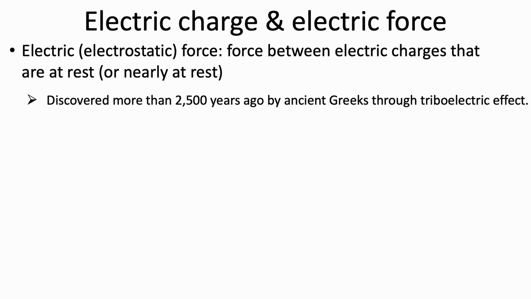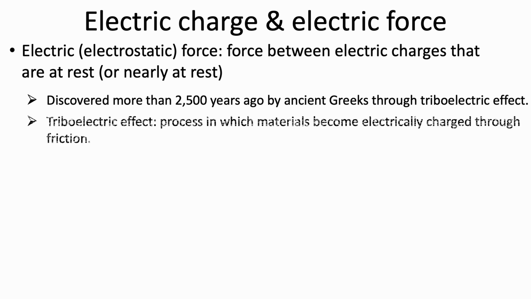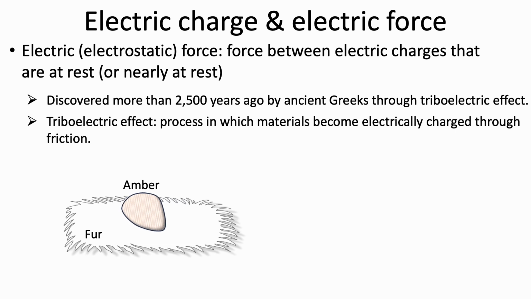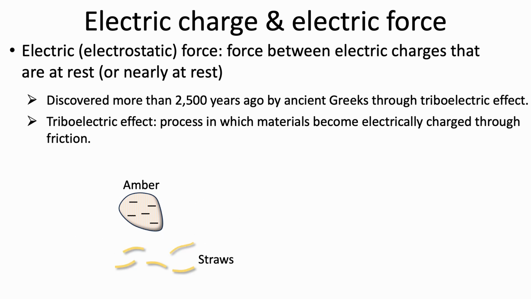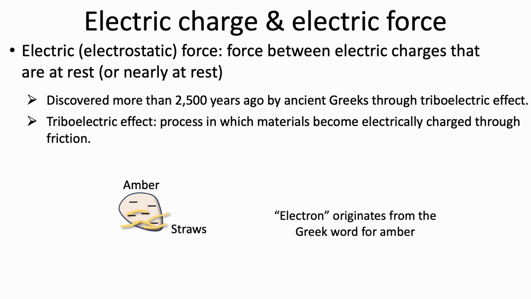It was discovered more than 2,500 years ago by ancient Greeks through the triboelectric effect, which is the process in which materials become electrically charged through friction. For example, if you rub amber, which is fossilized tree resin, with fur, the amber becomes negatively charged while the fur becomes positively charged. This is essentially how static electricity is generated. The ancient Greeks discovered that this amber can attract light objects such as straws. Because of this, the word electron originates from the Greek word for amber.